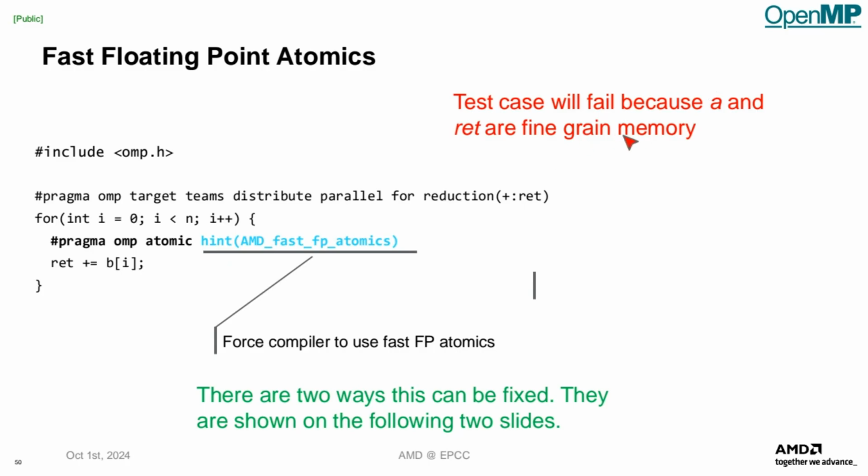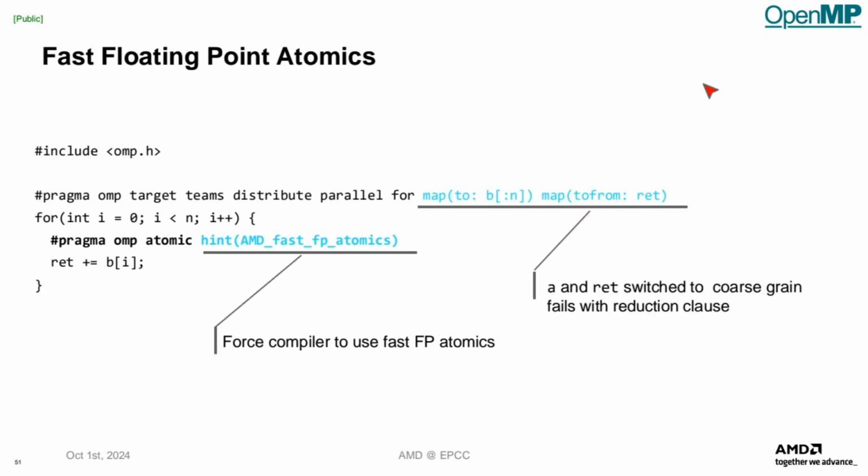So if I have fine-grained memory and I do this, this is not going to work. You can get wrong results out of this. So how do you fix this? One of the ways you can use to fix this is to add a map clause. If you remember, if I have some fine grain, the moment it's mapped, it becomes coarse grain. So I can then use this fast implementation of the atomics. So this would be a way to fix this part.